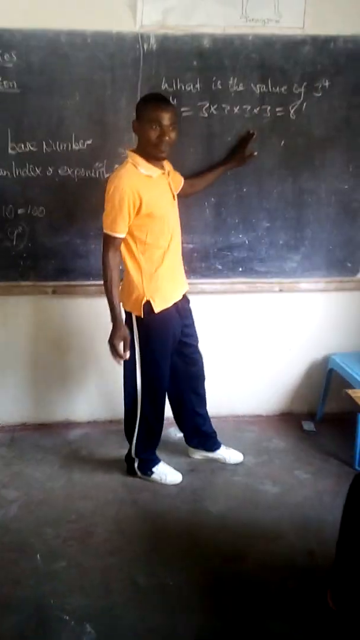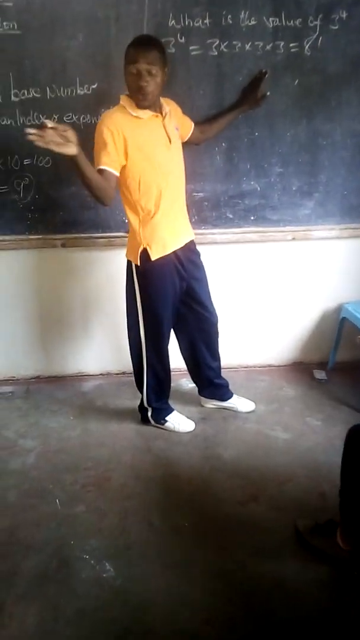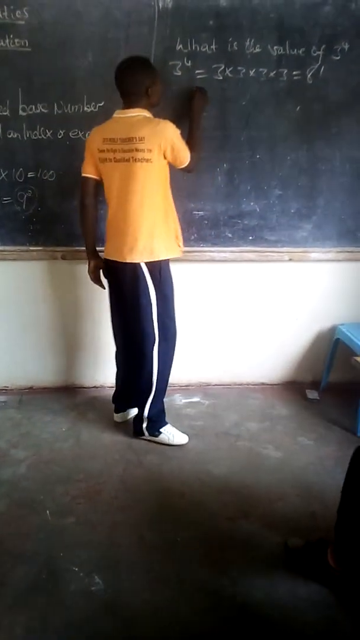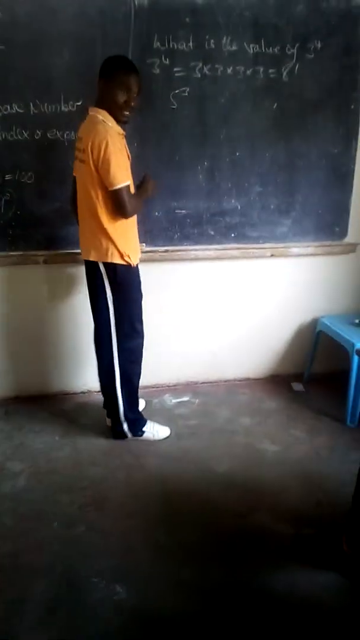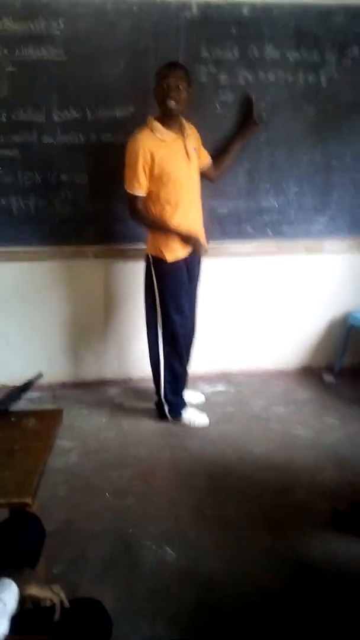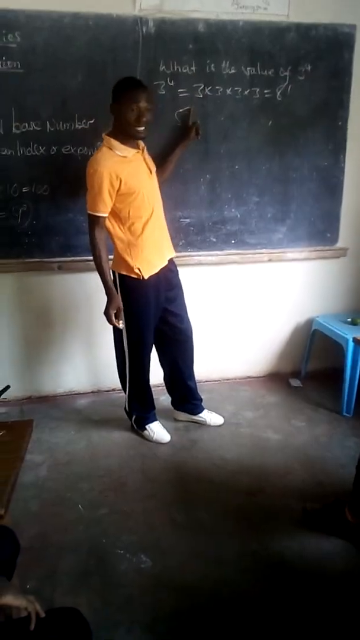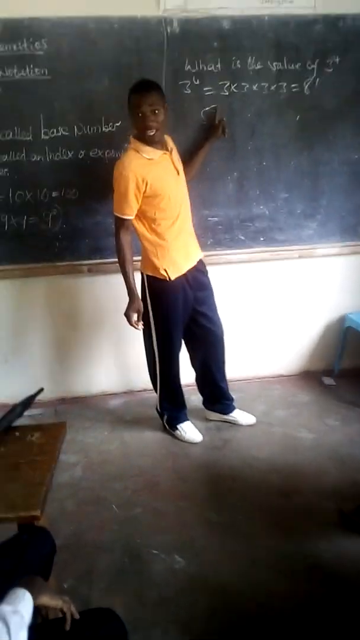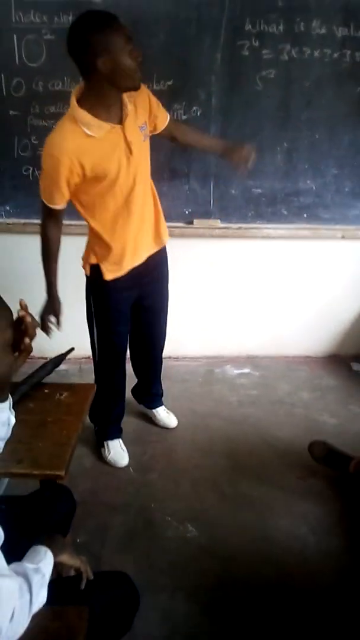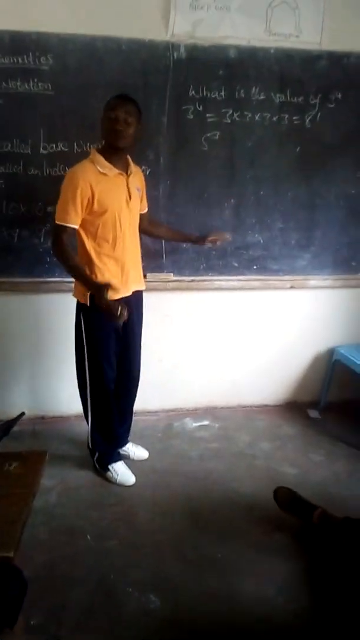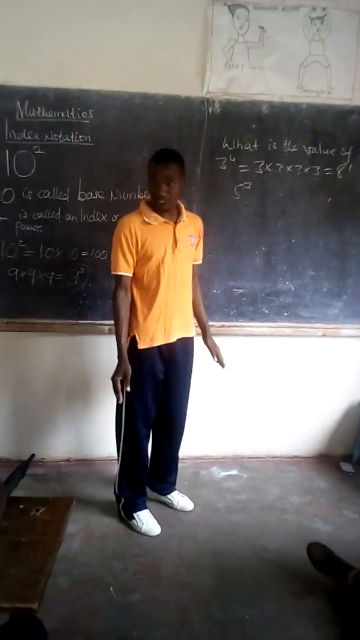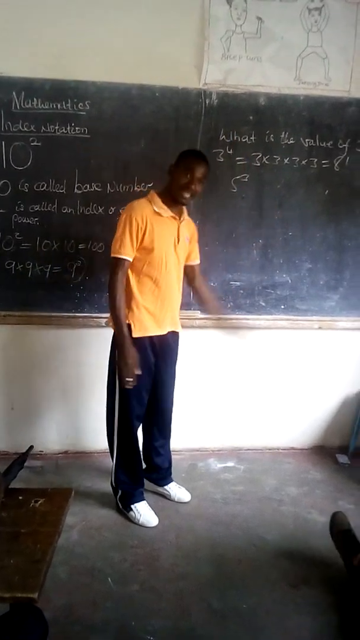So most of you kids think that when you say the value of this number, you say 3 times 5, which is 15. That is wrong. For the number with a power, this is the base and this is the index or exponent. The exponent shows that this 5 is going to be multiplied by itself. How many times? 3 times. You say 5 times 5 times 5, not 5 times 3. That is wrong.